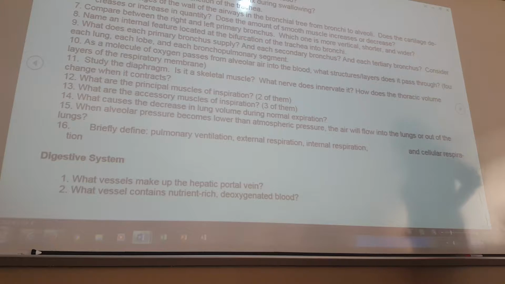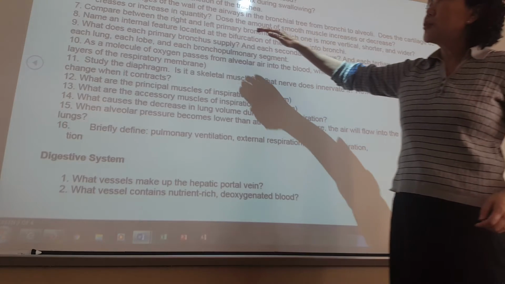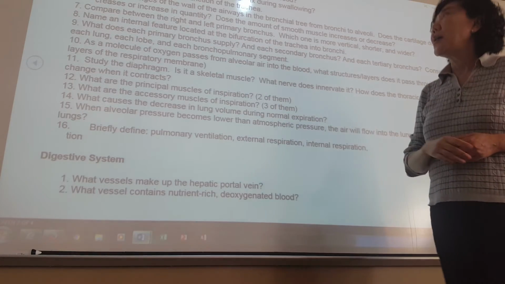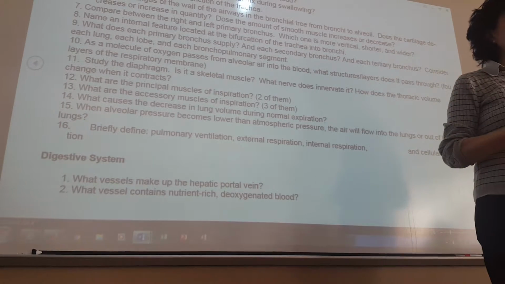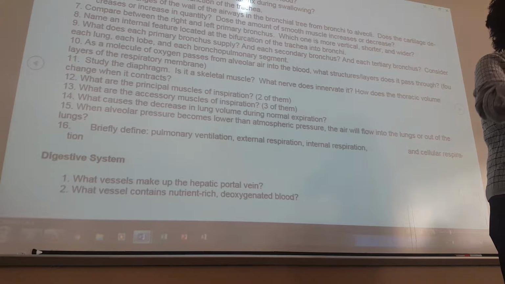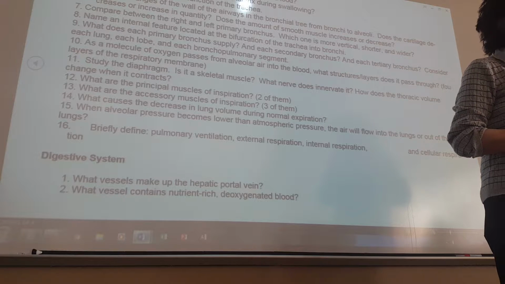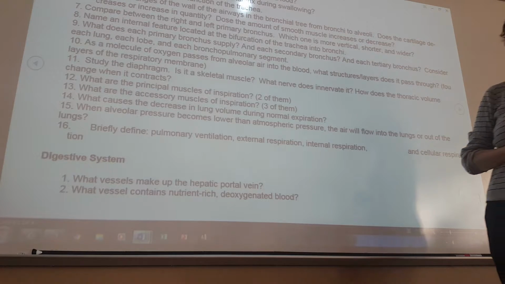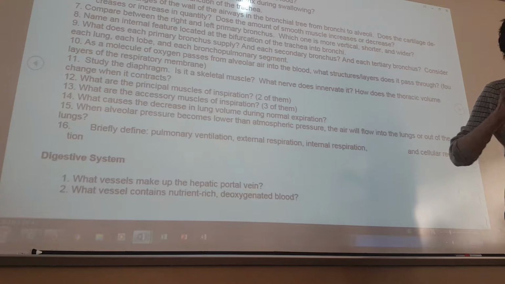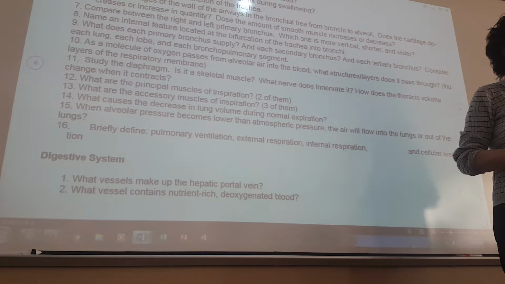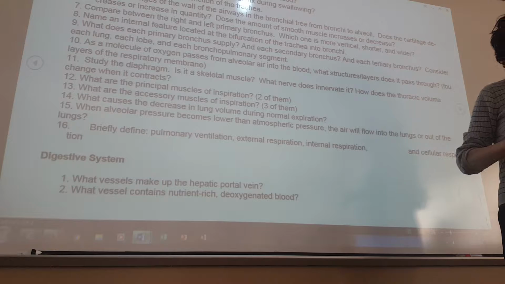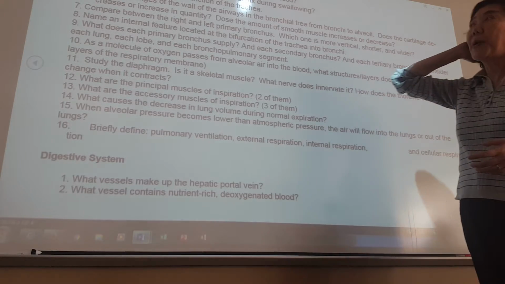The question 8 should follow 5, so start with question 8. At the bifurcation of the trachea into bronchi, there is an internal ridge. What's the name of this internal feature? Carina. I mentioned this is the carina, and you're going to learn it again in the future. It is very sensitive and induces the cough reflex. Also, abnormality of the carina may indicate carcinoma or other disease.